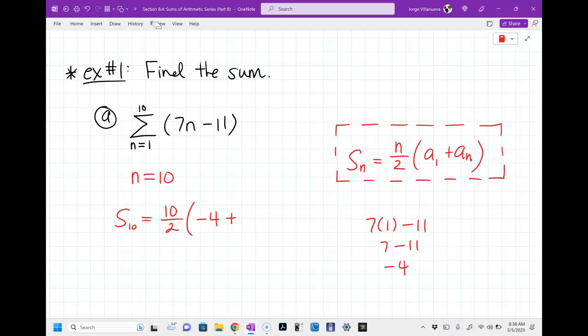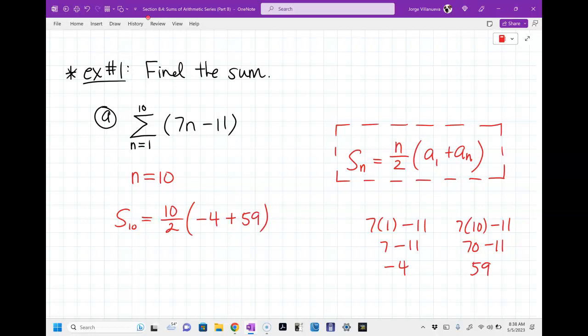To find my last term, my a sub 10, right? This is the last term right there. That number, the 10. To find my last term, I'm going to plug in the 10 into the formula. So 7 times 10 minus 11, that's 70 minus 11. So that would be 59. So I'm going to put 59 right there.